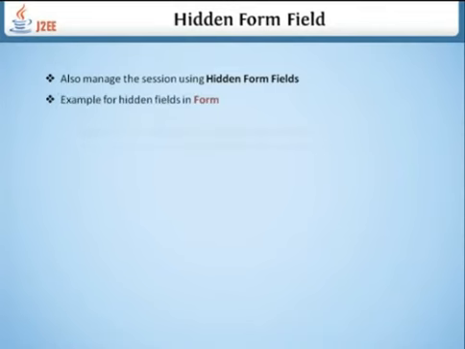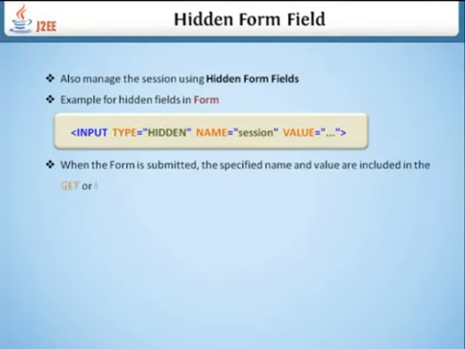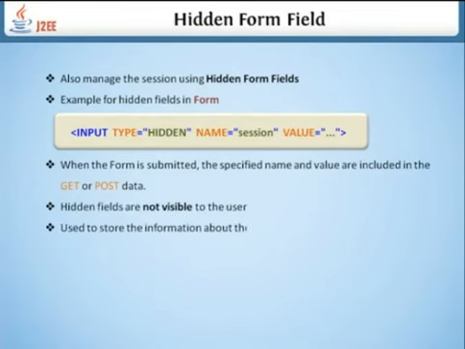Next one is hidden form fields. We can also manage the session using hidden form fields. An example of hidden form fields looks like this: input type equal to hidden. When the form is submitted, the specified name and values are included in the get or post data. Hidden fields are not visible to the user. We use them to store information about the session.